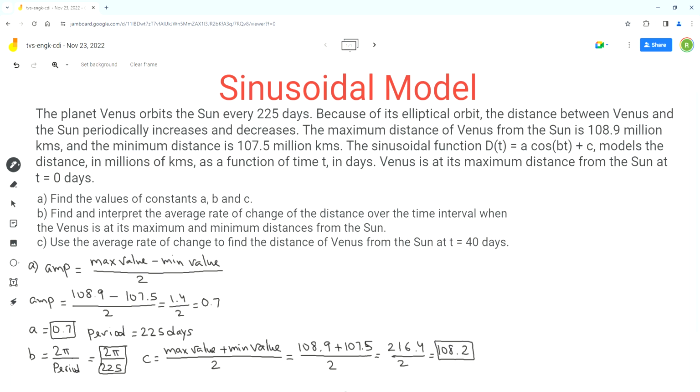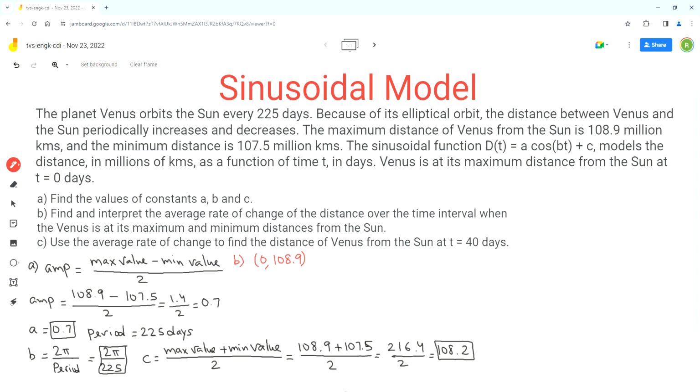Now we can answer part B. In part B, we have to find and interpret the average rate of change of the distance over the time interval when Venus is at its maximum and minimum distances from the Sun. As per the problem, Venus is at its maximum distance from the Sun at t equals 0 days. That can be written as an ordered pair. At t equals 0, Venus is at 108.9 million kilometers.